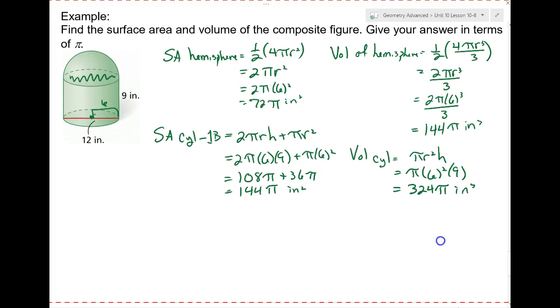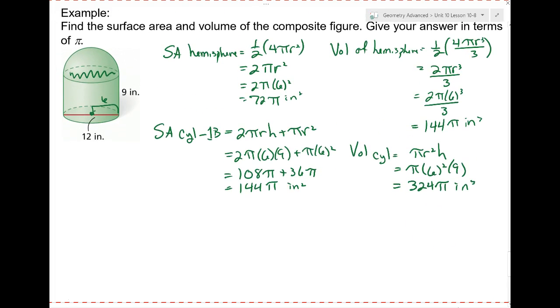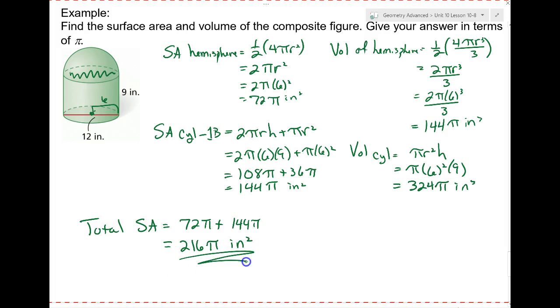All right, now let's just finish this all out. I need to find the surface area and the volume. I still haven't done that yet. I've done each of the parts. I got to put it together. So if we're doing the total surface area, that's going to be the hemisphere plus the cylinder minus 1 base. So what do we get here? 144 pi. I got that to be 216. Someone double check my math. 216 pi square inches. So that's going to be the surface area.